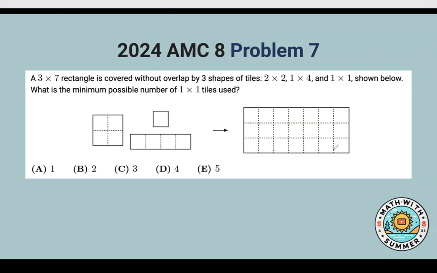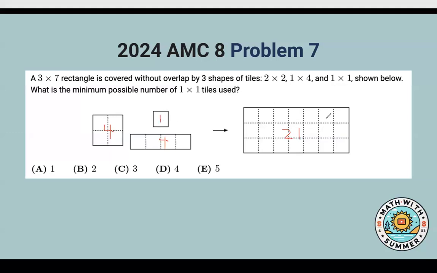And one of the methods that I think is very helpful to use is counting the area and seeing how exactly we can fill up this area. So this is a 3 by 7 rectangle, which means that its area should be 21. Now what we're trying to fill it with is this 2 by 2, which is area of 4, and this 1 by 4, which is area of 4, meaning that each of these covers 4 squares, right? And then we have, of course, a 1 by 1, which is area 1.